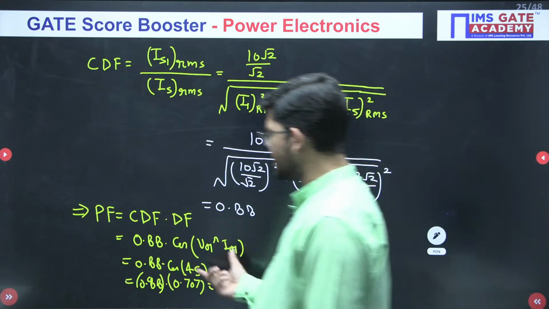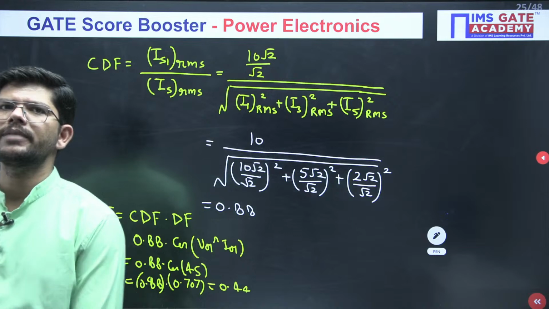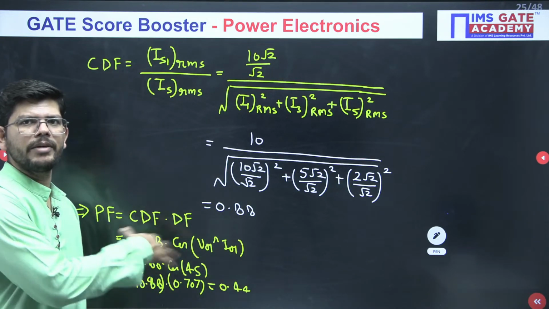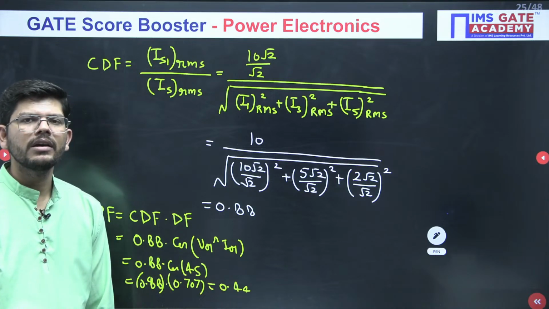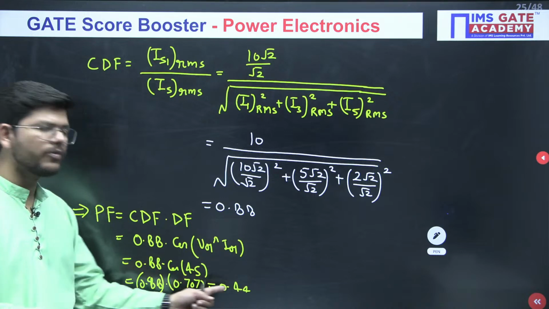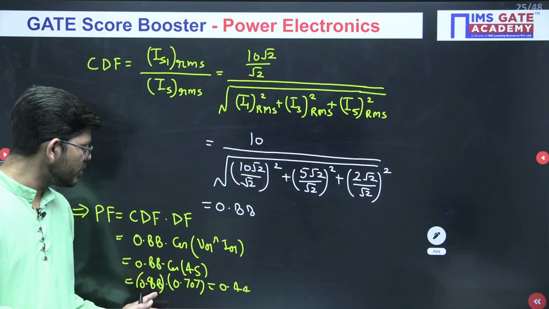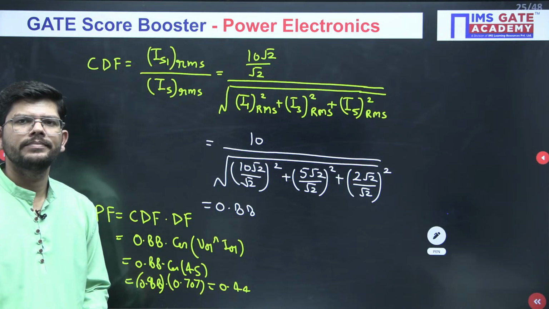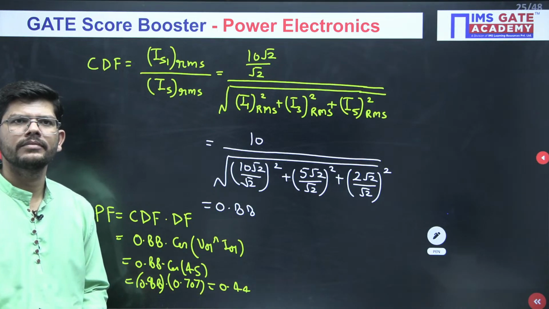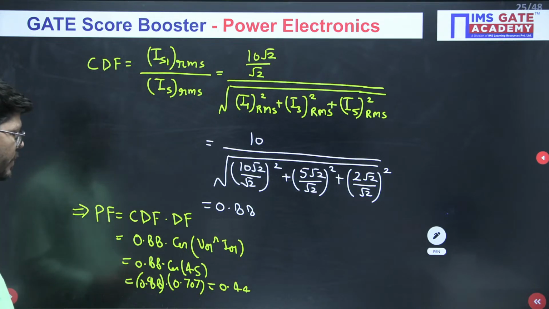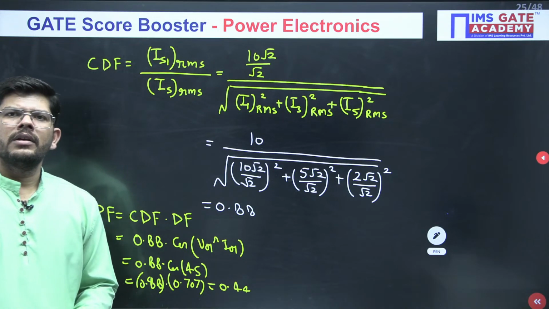It has not been asked in this question, but be prepared for this. This kind of question may be part of the GATE exam as well. Since it is an MSQ, they may ask for this third thing as well. So Nilbhai, are we getting 0.44 here, the multiplication of 0.88 and 0.707? 0.44 or 0.78, what are you getting?